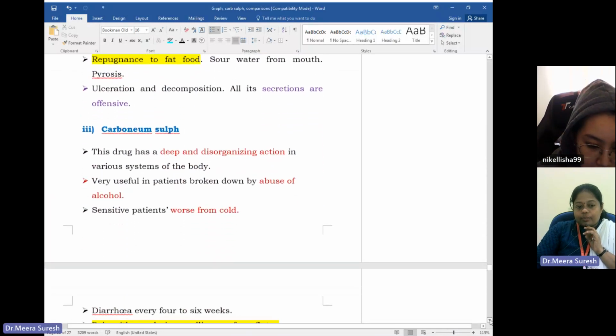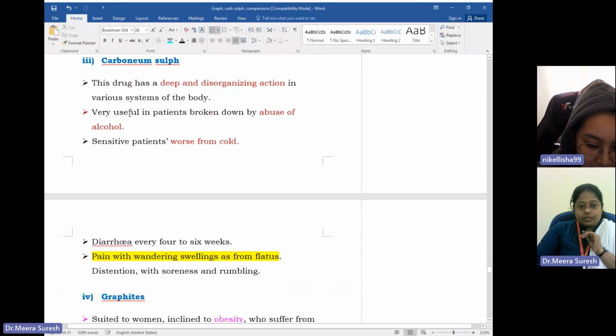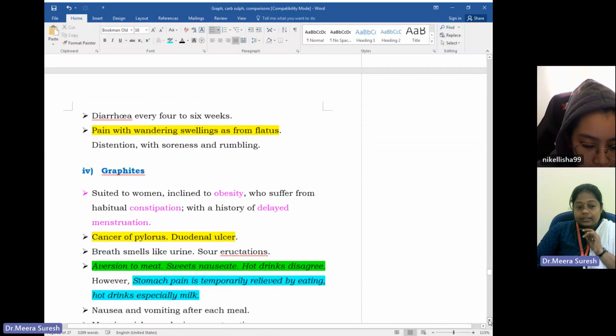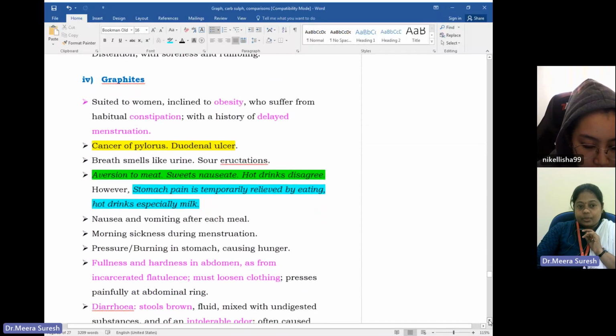Then in the case of carboneum sulphuratum, there's also not much of importance. There is a deep and disorganizing action, abuse of alcohol, chili patients, and diarrhea showing periodicity. Actually, this periodicity, this direct symptom, is very important. And also, when we were discussing, we told of pain from wandering swellings, as from flatus. Flatus is moving from one part to another. Distension with soreness and rumbling, not important. But our graphites is important.